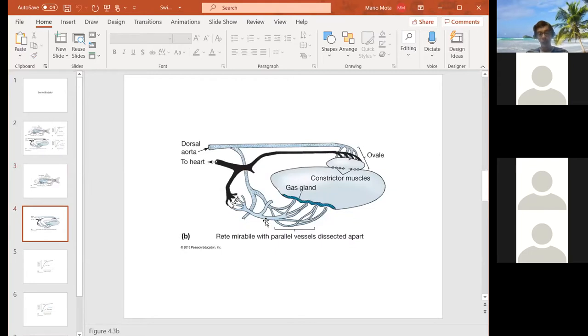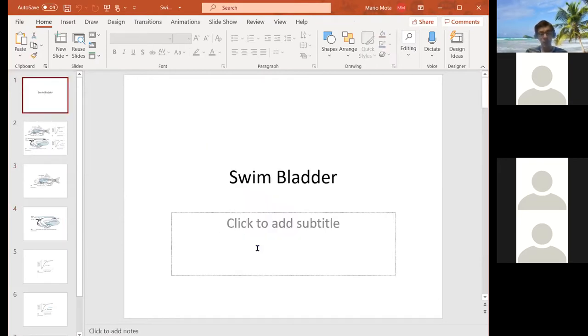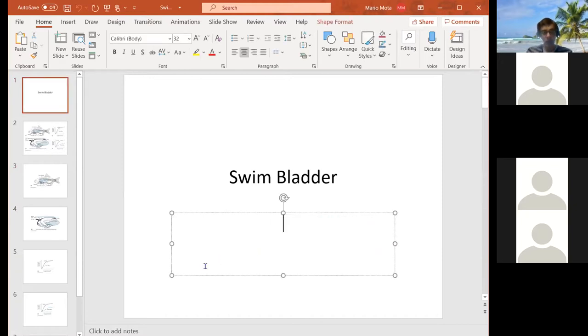So the next picture, like that. Okay, so this is a swim bladder that is not attached to the gut. Okay, so two words. Let me see if I can type them here. Oops. Hold on. It won't let me type it. Hold on. I'm going to type them here so you have the words.